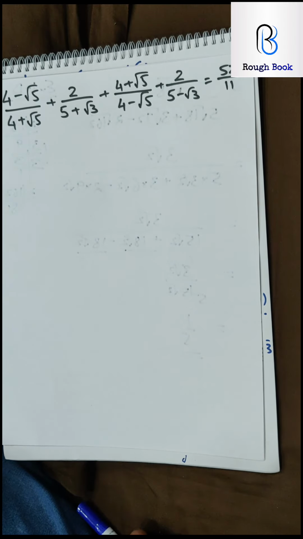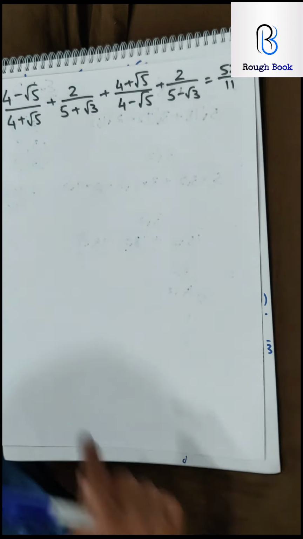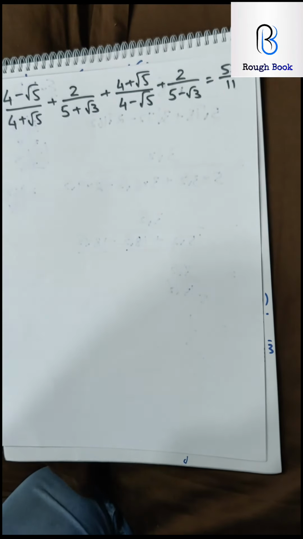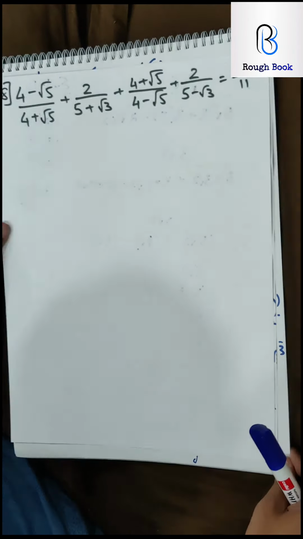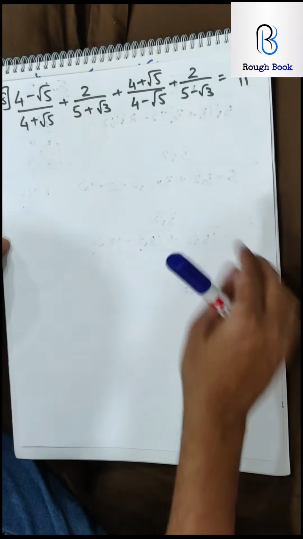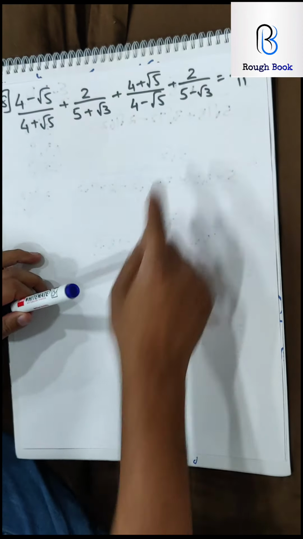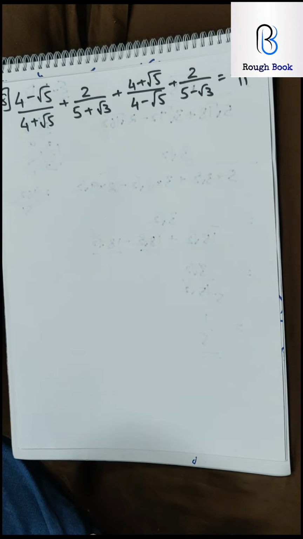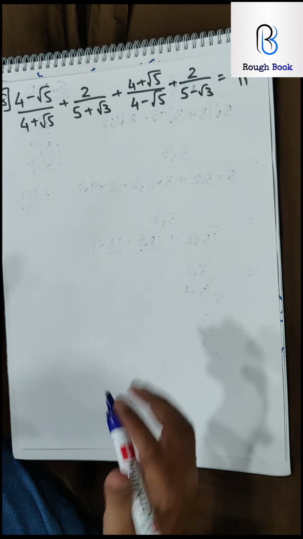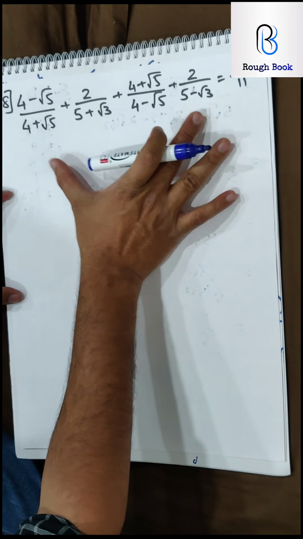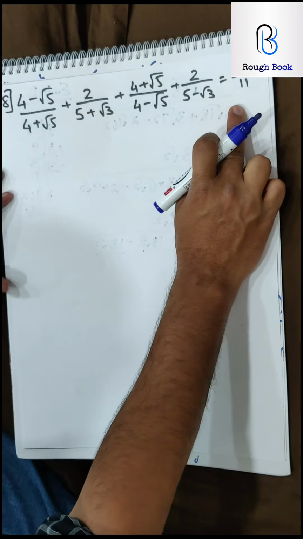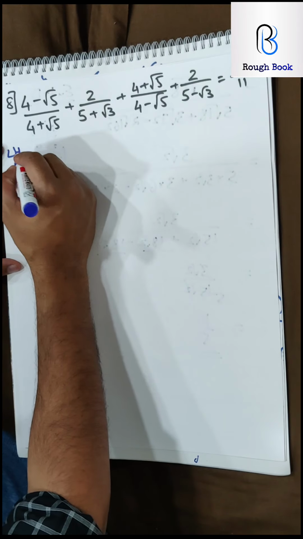Sum number 8 says to prove that this entire thing is equal to 52 by 11. Trust me, the 'prove that' sums are easy because they have already given you the answer. This type of question we had done yesterday, if you remember, in exercise 1C, sum number 11. There were 5 parts and we rationalized each part. Here there are 4 parts, you rationalize each part and you will reach here. Interesting question, let's hit it.